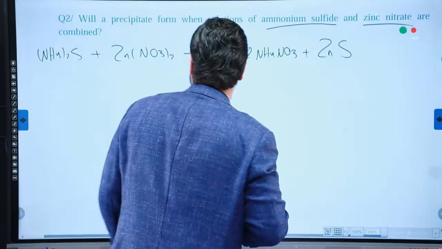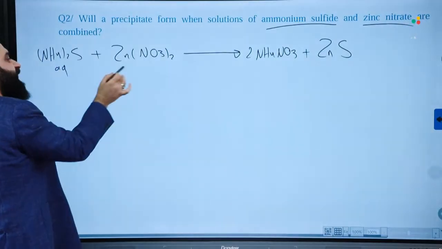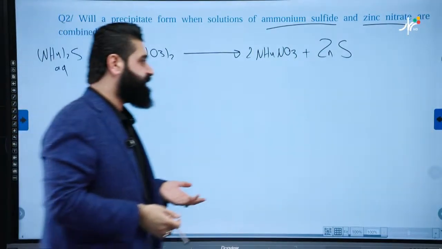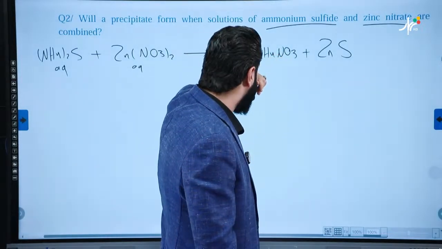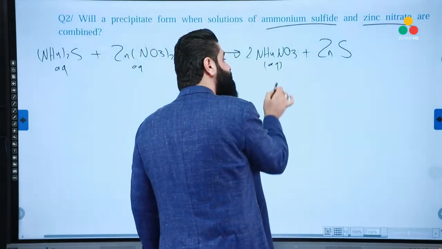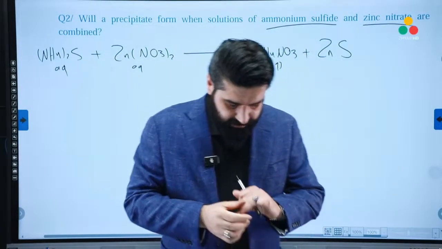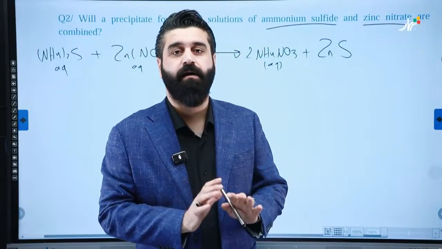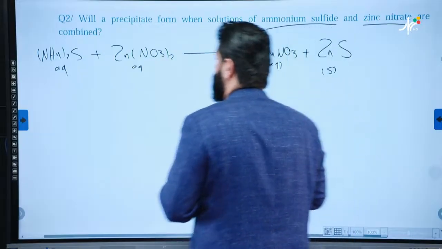And then predict the solubility, since it's a double displacement reaction. So both products must be aqueous or follow the rules. You'll find out the solubility of each of them here. NH4NO3, according to the rules, this is aqueous. How about ZnS? The third rule, sulfides: except for ammonium compounds, sulfides are insoluble. So this is insoluble. Good.